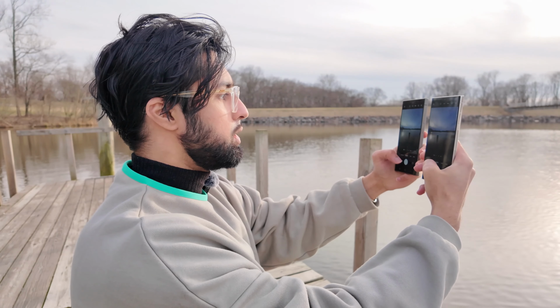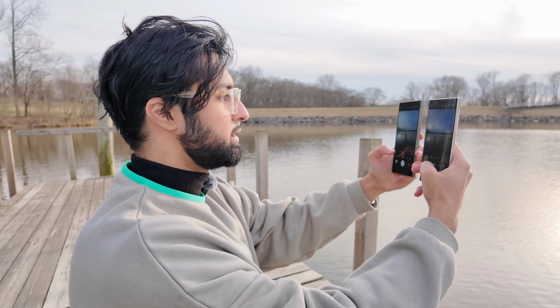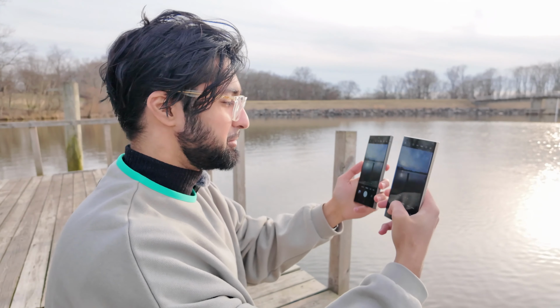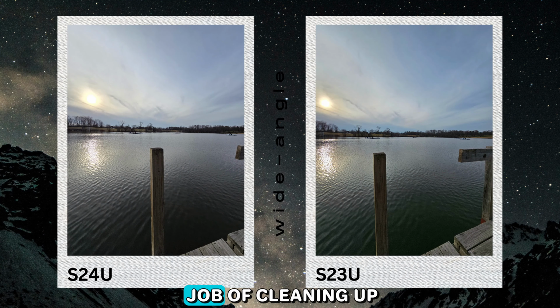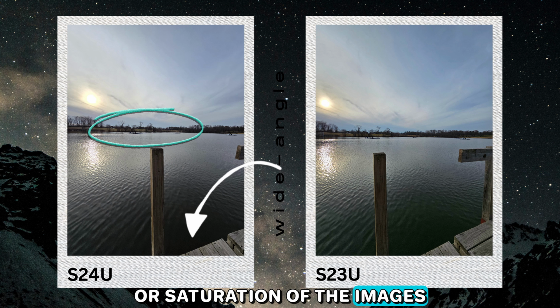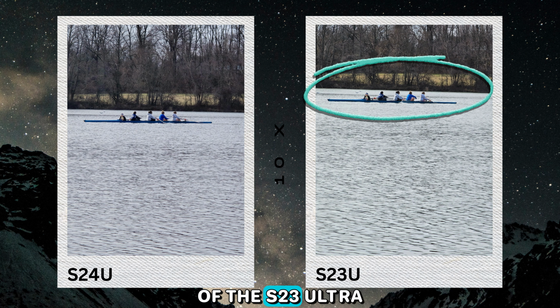What I will say though, on the S24 Ultra, the picture does look a little bit better. It might just be because it's getting a little bit brighter, but I don't really know. Overall though, we're gonna have to go home and check what they look like. The S24 Ultra does a better job of cleaning up the grain in darker spots, and I feel it does that by increasing the contrast or saturation of the images, because they are even more saturated than the already saturated images of the S23 Ultra.